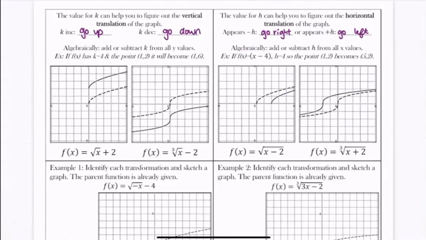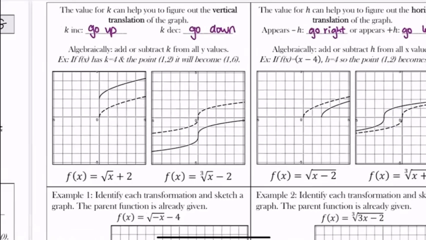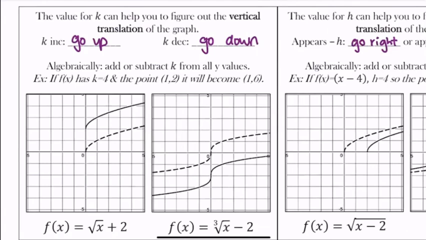I'm going to start with what personally I think are the easiest ones, which is going to be the ones on the second page here. Normally we can easily tell when we go up and down and left and right. I'm going to zoom into here first. This says the value for k can help you figure out the vertical translation. Remember, vertical means up and down, this direction. And it says here when k increases and when k decreases.